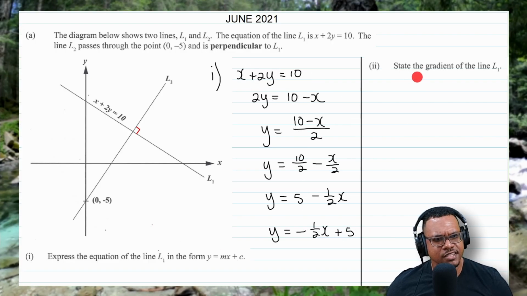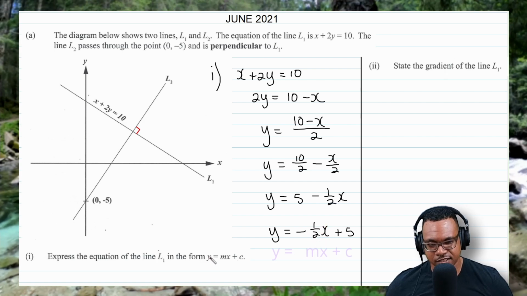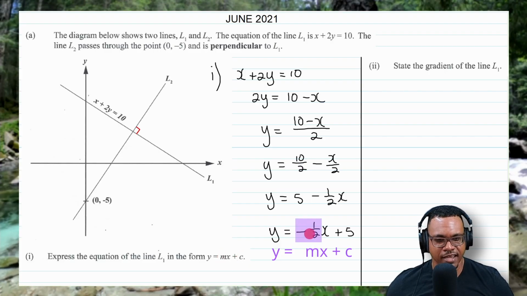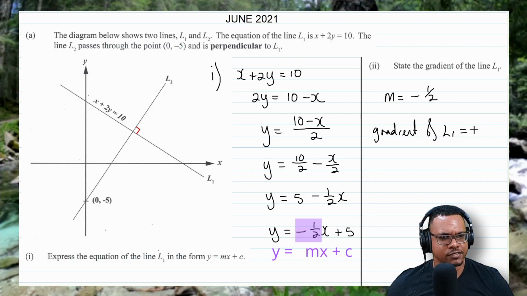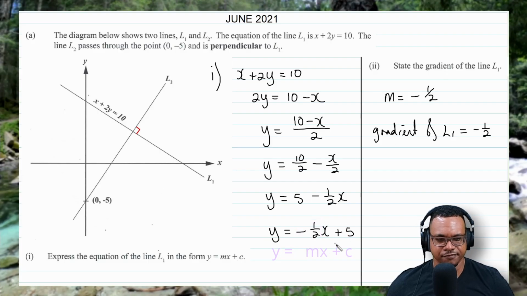Now for part 2, they want us to state the gradient of L1. So this is the equation of L1. And as long as you have y as the subject of the formula, the number in front of x would be your gradient m. As you can see, y is equal to mx plus c. So what's in front of x is m. So this negative a half is m. And that would be the gradient. So I'm going to put m is equal to negative a half. All right? That just means your gradient of L1 is equal to negative a half. And of course, your y-intercept would be 5.